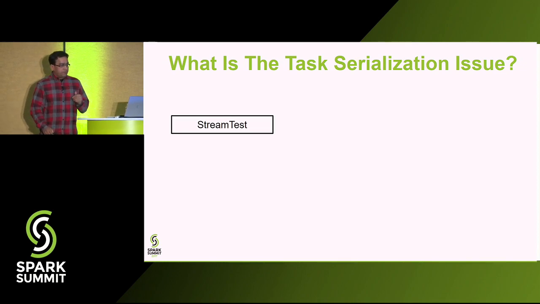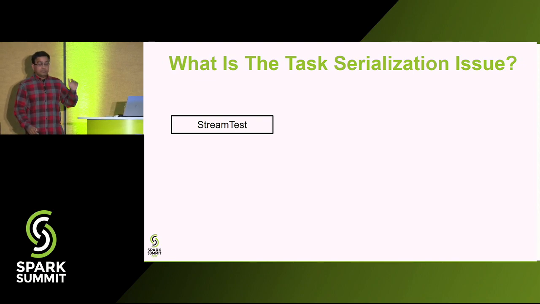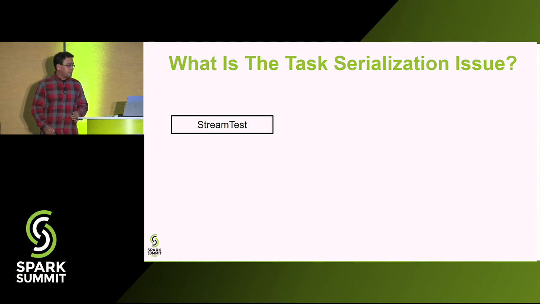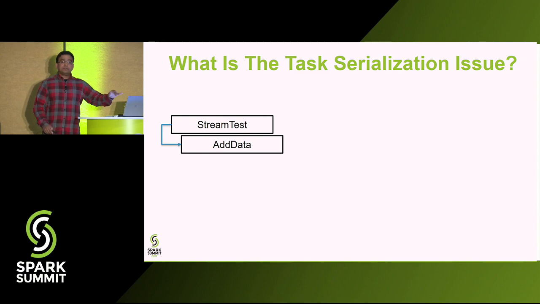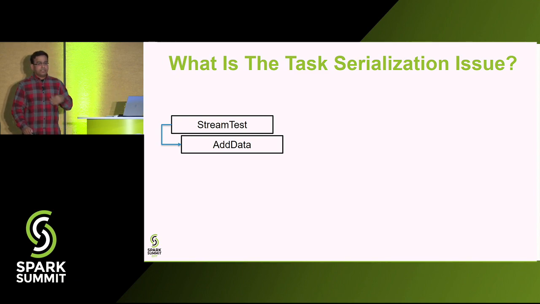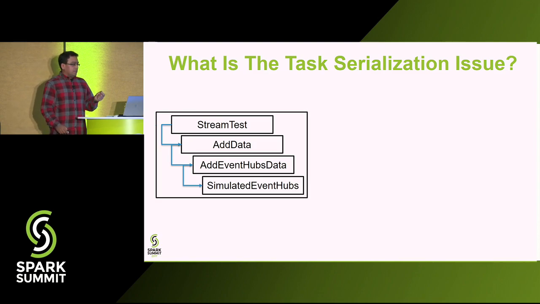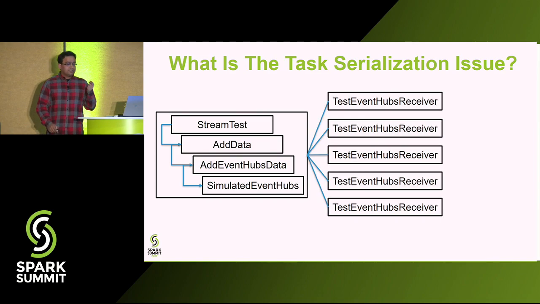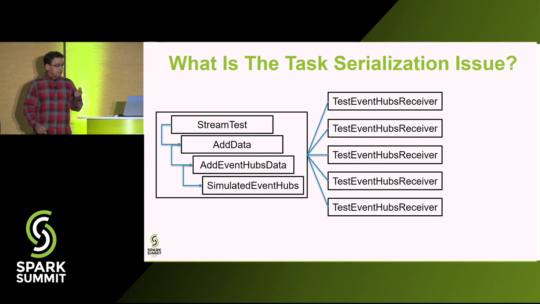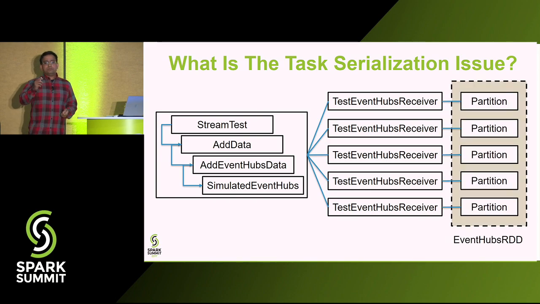So the framework gives us stream test. This is part of the Spark framework. This gives a stream test trait. They give an add data trait, which we are supposed to implement. So we implemented add EventHubs data, which actually adds data to the simulated EventHubs. That is called as part of the simulated EventHubs. And since we are using simulated sources, the instances need to be shipped to the executors, which call the EventHubs receiver, which is called as part of each partition of the EventHubs RDD.